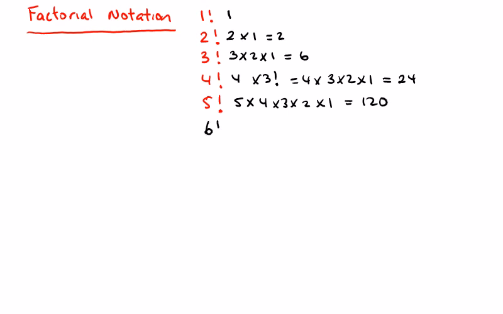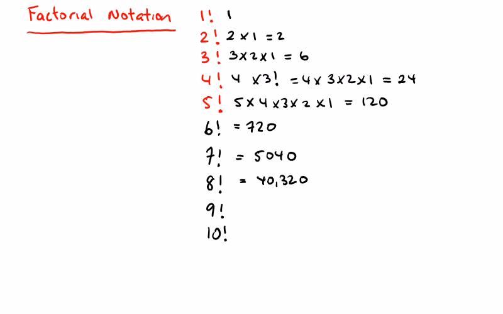Now you guys write down 6 factorial, 7 factorial, 8 factorial, 9 factorial, and 10 factorial for me before we move on. Okay, so you can see these numbers growing quite quickly. 6 factorial, you've written down 6 by 120 is 720. 720 by 7 is 5040. 5040 by 8 would be 40,320.